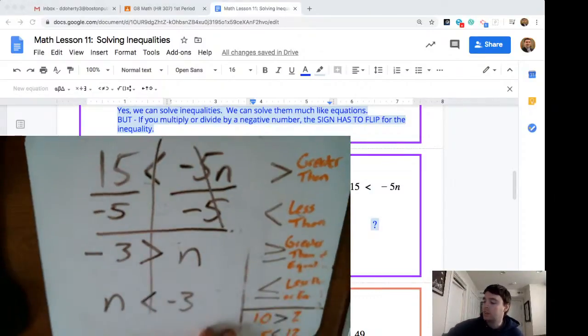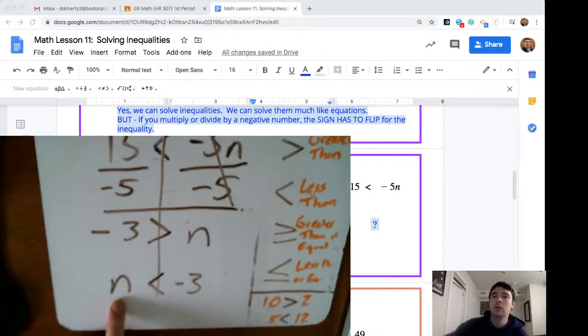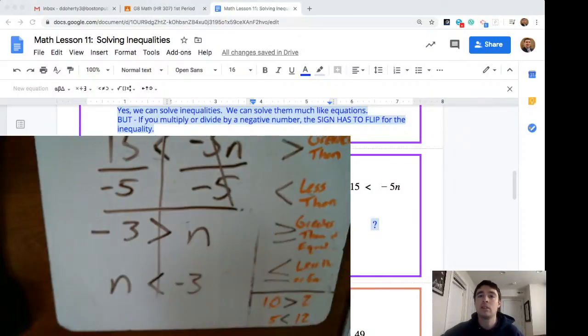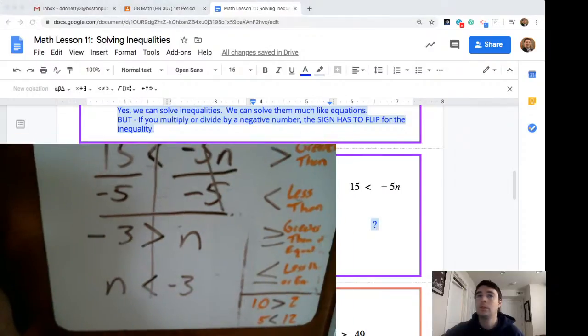Both of these answers mean the same thing, they're equivalent to each other. This is more standard form to say what the variable is on the left expression. So I'm going to put n is less than negative 3 into my document, and if you had put negative 3 is greater than n, that means the same thing. That would also be correct here.